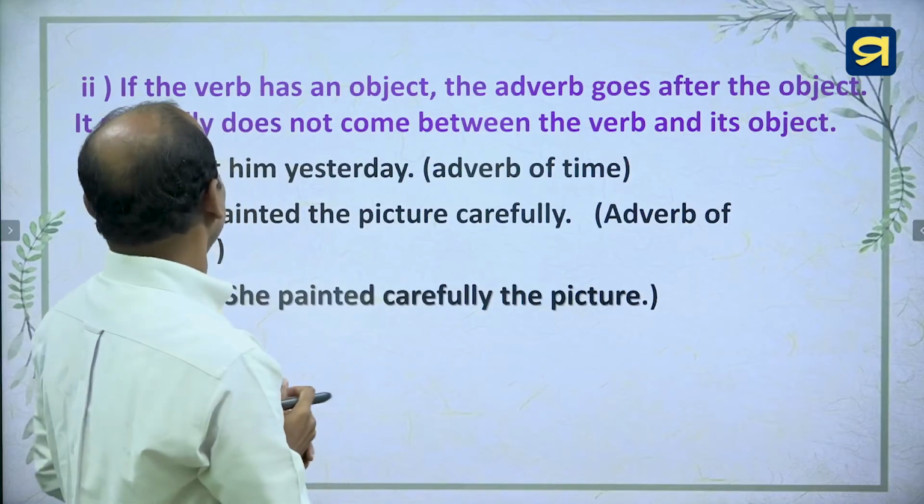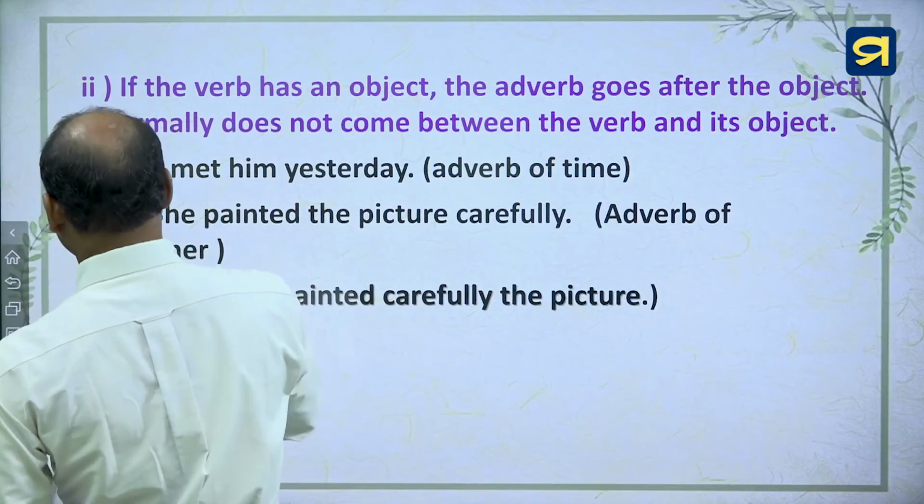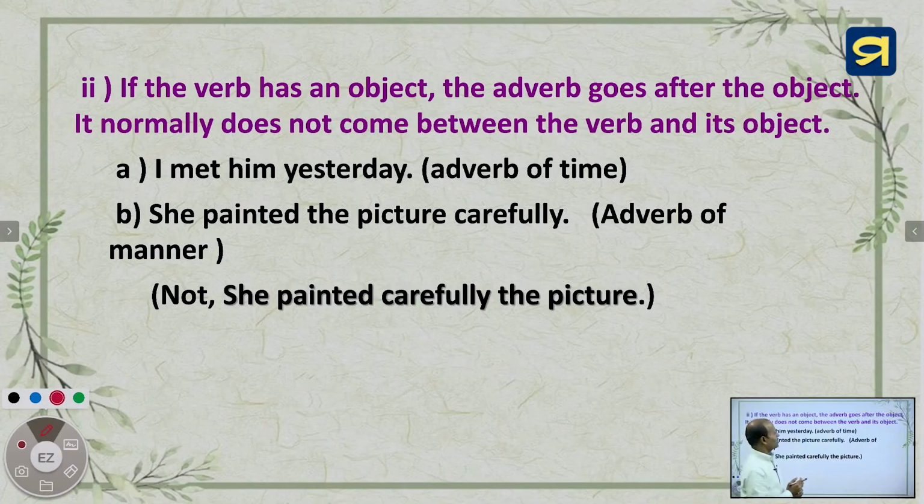Okay? You can see that if the verb has a direct object, the adverb goes after the object. It normally doesn't come between the verb and its object. See the examples here. I met him yesterday. So you can see that. When did I meet him? What would be the answer? Please say. Yes, you are right. It is yesterday. And you can see that it is used just after him, after the object.